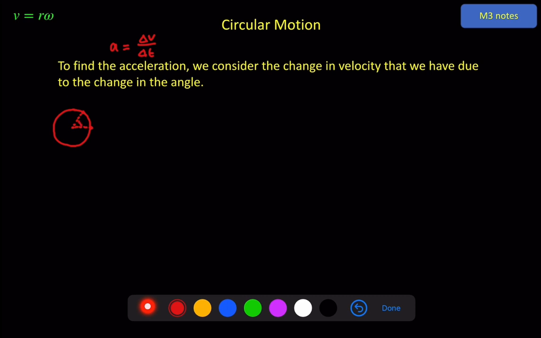So if I say we're changing theta here, at this point here, we've got a tangential speed of v. At this point, we've still got a tangential speed of v. To consider the change in this, we're going to need to split this second v, which of course is the same v, into components in the direction of the first one. So what I'm going to do is just extend this a little bit, and this angle here is also theta.